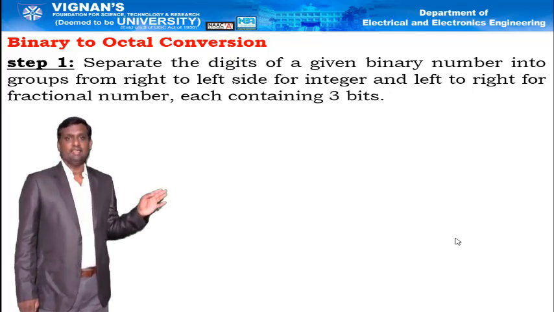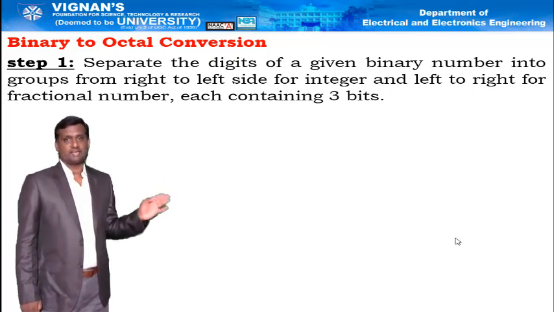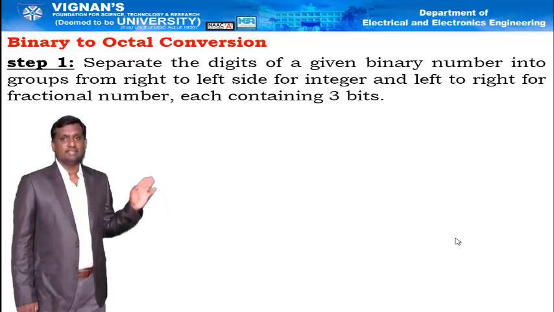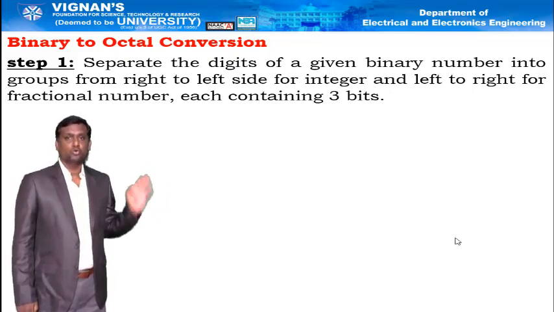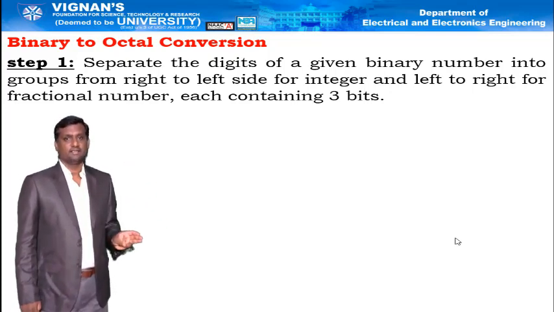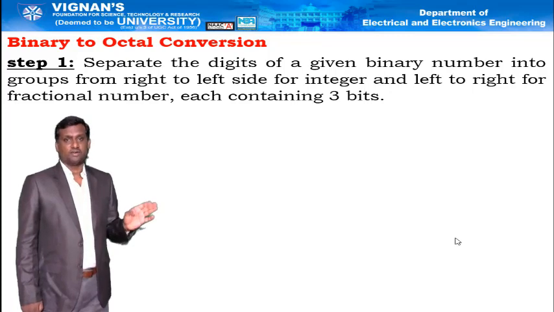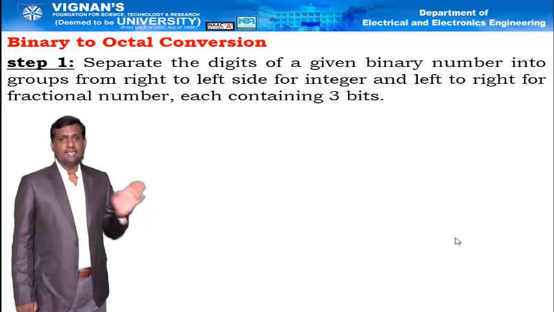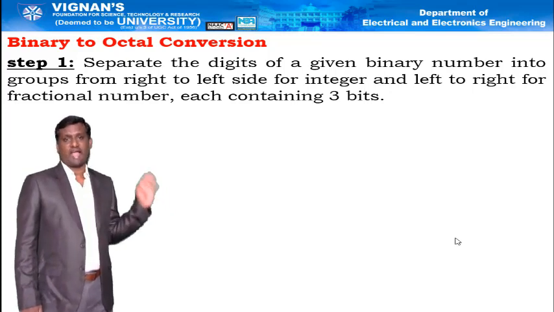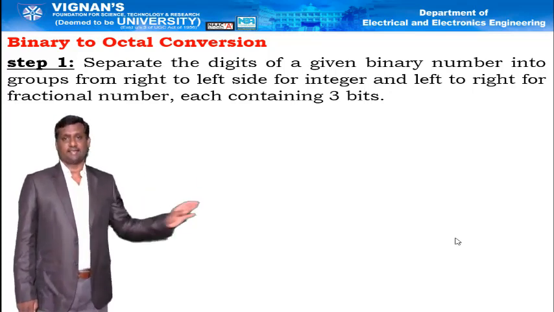I am repeating again. For conversion of binary to octal, what we have to do is separate the digits of the given binary number into groups of 3 bits. That grouping is done for the integer part from right to left, whereas for the fractional part it is from left to right.